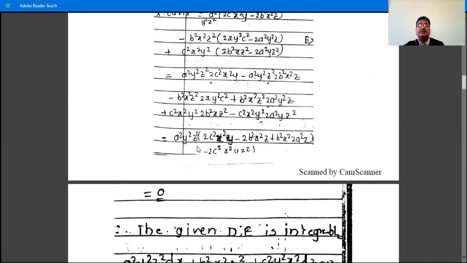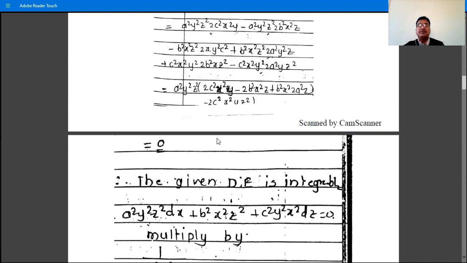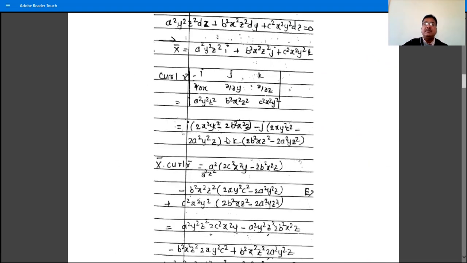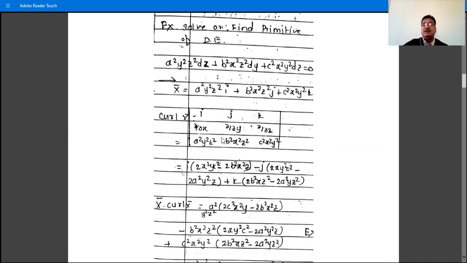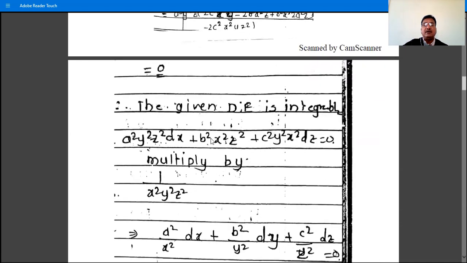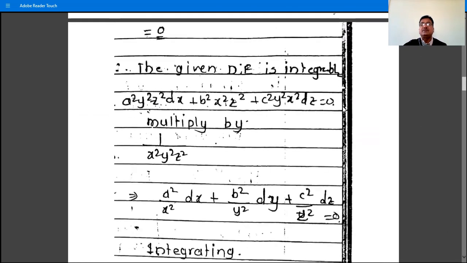This part is common for every Pfaffian differential equation. That is, first check whether the given Pfaffian differential equation is integrable or not. If it is integrable, then find its general solution. So the given differential equation is a square y square z square dx plus b square x square z square dy plus c square x square y square dz is equal to 0.